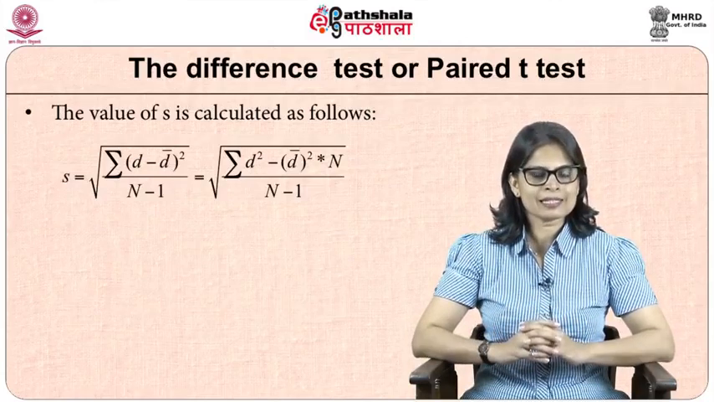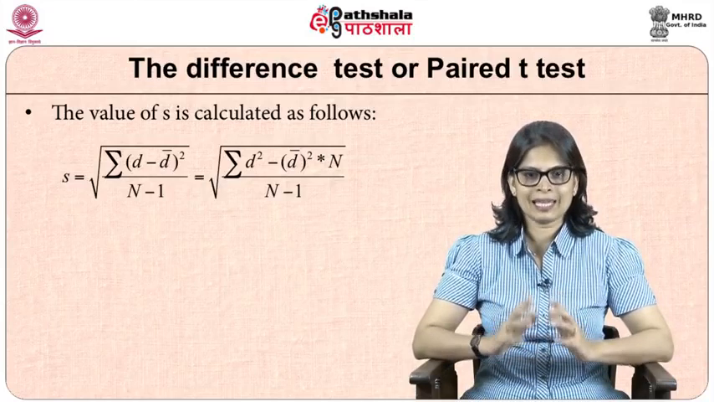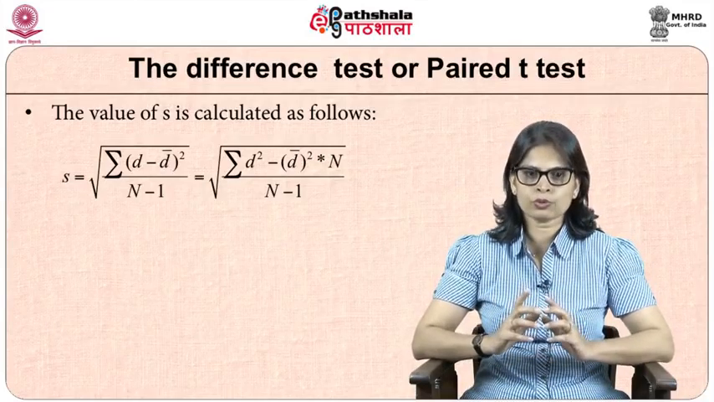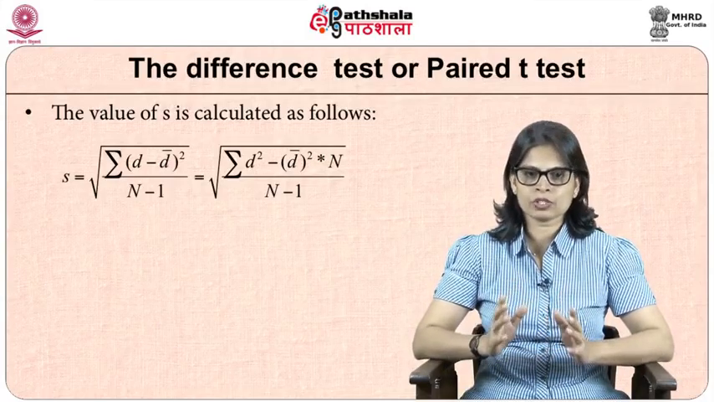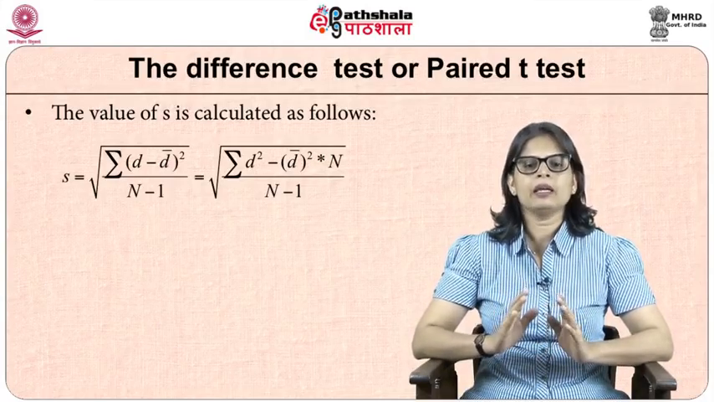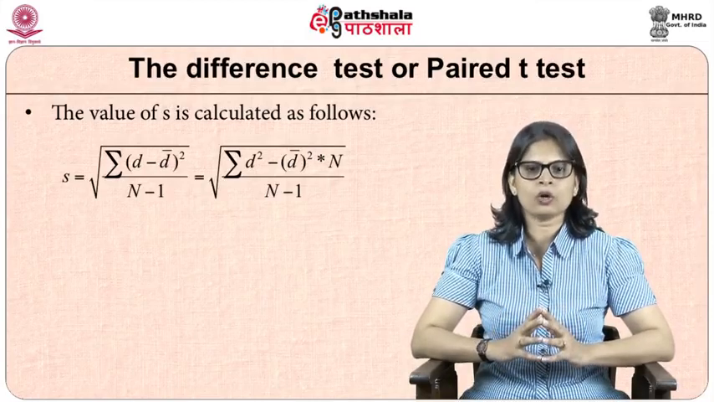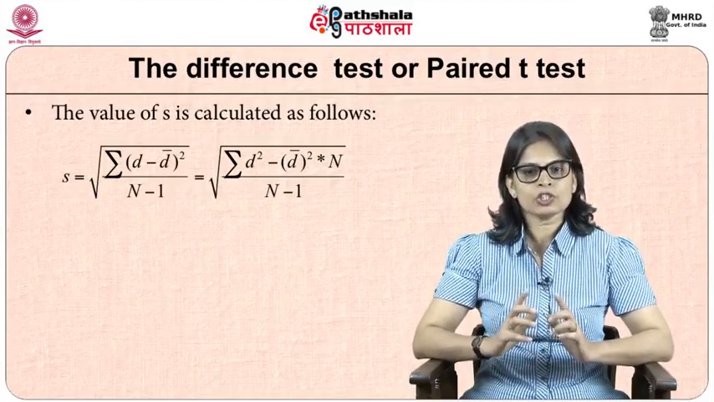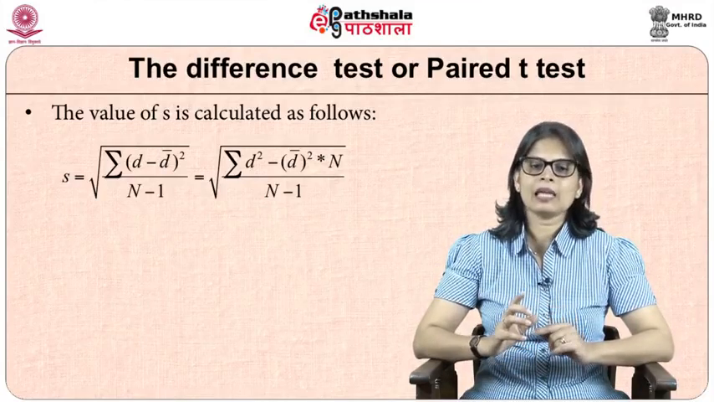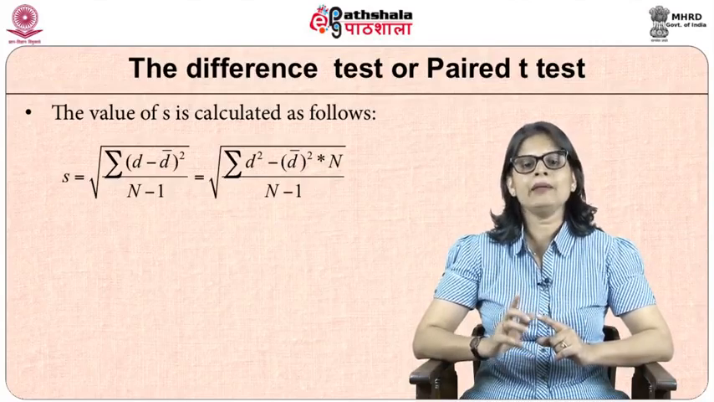The value of s needs to be calculated as given in the formula below. s is equal to square root of summation (di minus d bar) whole square divided by n minus 1. It can be also simplified further as s equal to square root of summation di square minus n into d bar the whole square divided by n minus 1.